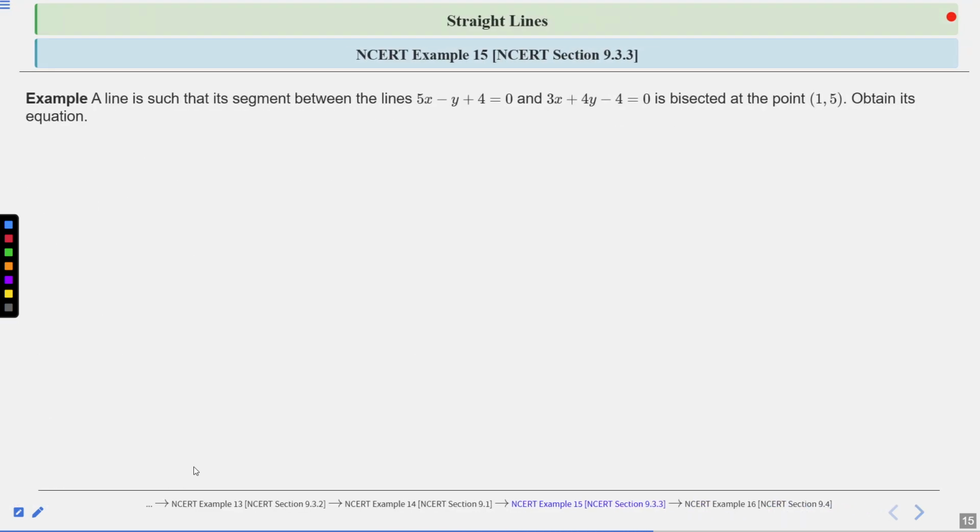See this example. In this example, we are given a line such that its segment between the lines 5x minus y plus 4 equal to 0 and 3x plus 4y minus 4 equal to 0 is bisected at the point (1, 5). Then we have to obtain its equation. So how can we find its equation? Students, first of all, try it yourself. You have 30 seconds to try to solve this example, and then we will provide the solution.